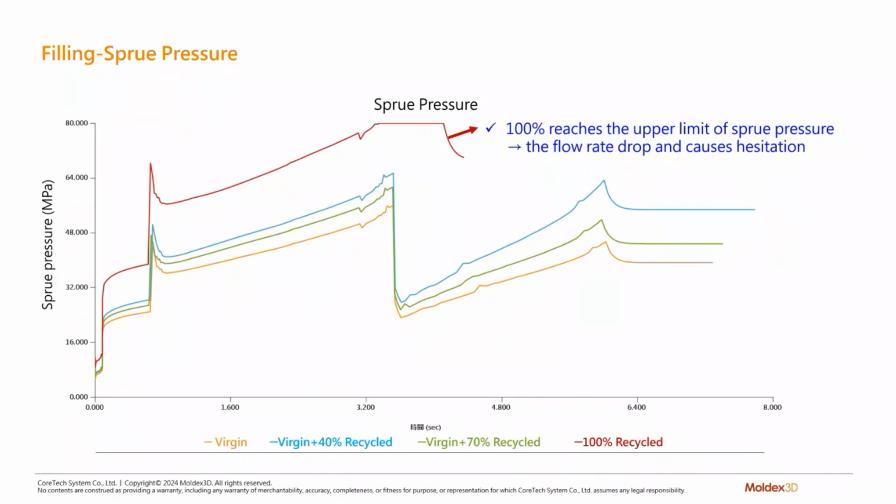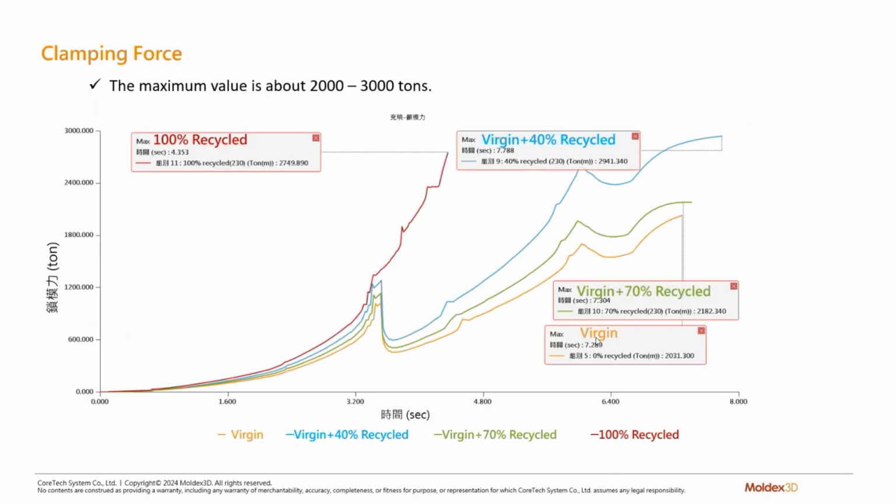So with 100% recycled resin, you can see that the sprue pressure reaches the upper limit of the injection machine and plateaus, so the flow rate drops and causes that hesitation. Because the sprue pressure of 100% recycled content is the largest, so is the corresponding clamping force. If the clamping force is not enough, it is easy to cause flash.